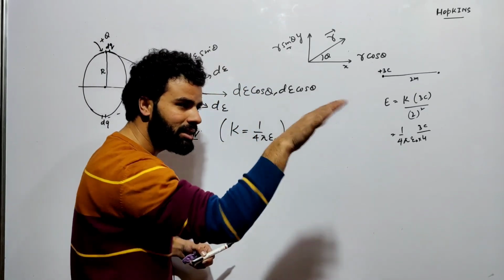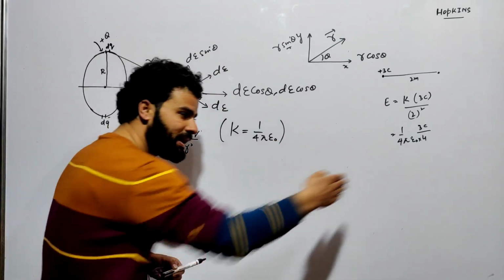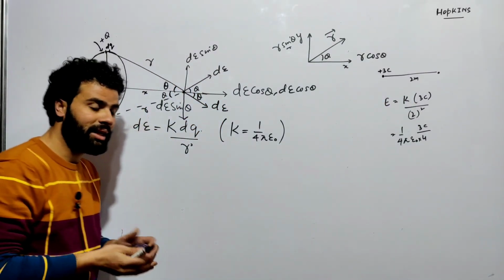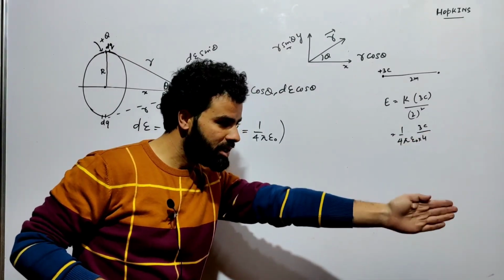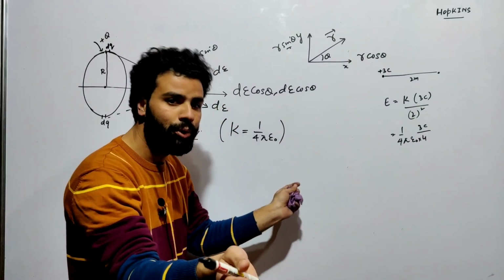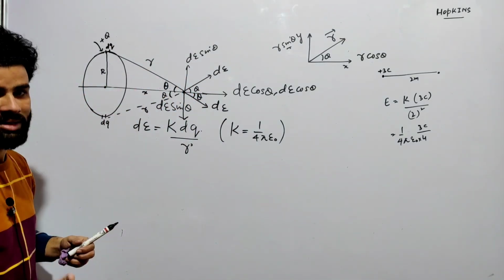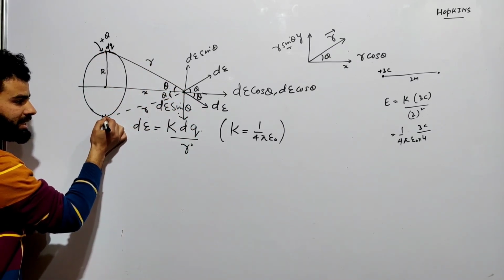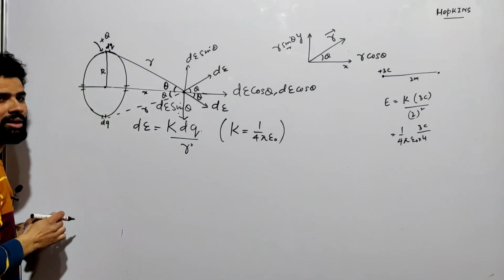So this dE sine theta would cancel this dE sine theta. Similarly, this component of the ring would have an electric field like this, with two components, dE cos of theta and dE sine of theta. And similarly, the left portion of the dQ would create an electric field this way, with two components, dE cos theta and dE sine theta. So these dE sine theta components would cancel each other because they are in opposite directions. Every dE sine theta would be cancelled by another dE sine theta.